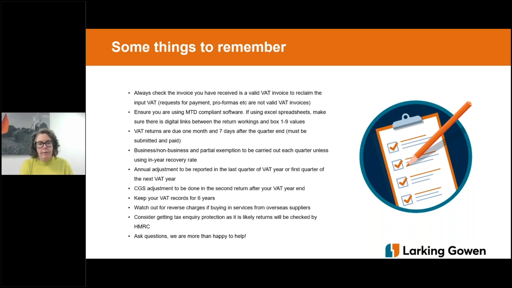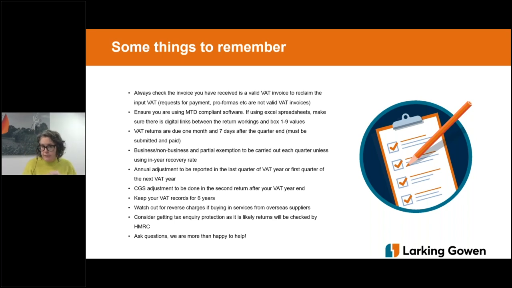You're going to calculate your VAT recovery position every quarter using your business, non-business and partial exemption calculations, unless you choose to start using the in-year recovery rate once you get past the first year. And then you're going to do your annual adjustment. And I would say do that in the first quarter of the next VAT year. Give yourself a little bit of breathing space to do that. Then you're going to do in the next return, so 2 after your VAT year end, your capital goods scheme adjustments.